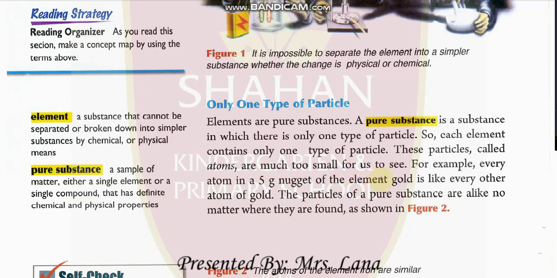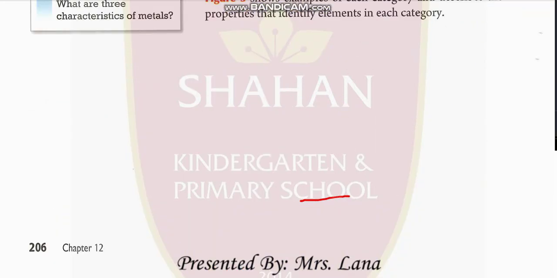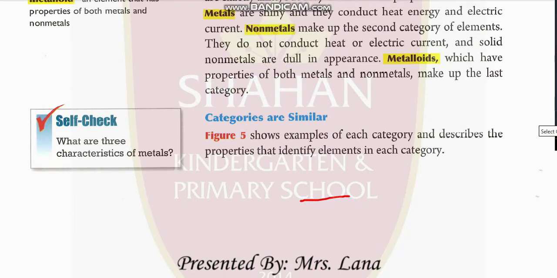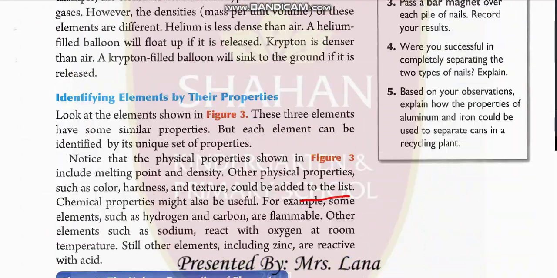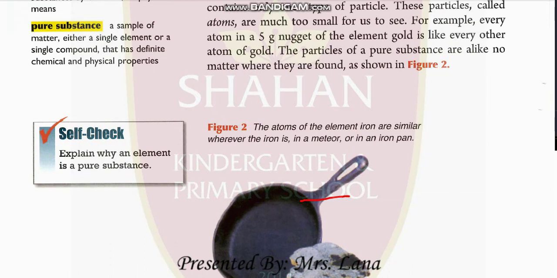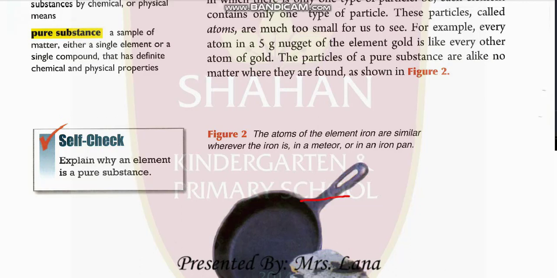These atoms are much too small for us to see. For example, every atom in a 5 gram nugget of the element gold is like every other atom of gold. The particles of a pure substance are alike no matter where they are found. Now, explain why an element is a pure substance. A pure substance is a sample of matter, either a single element or a single compound, that has defined chemical and physical properties.